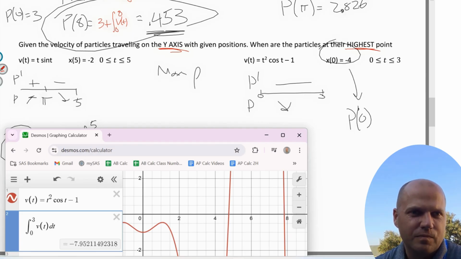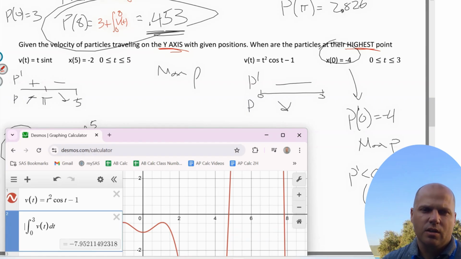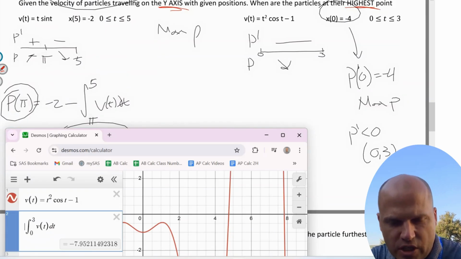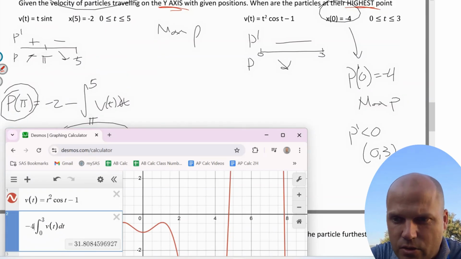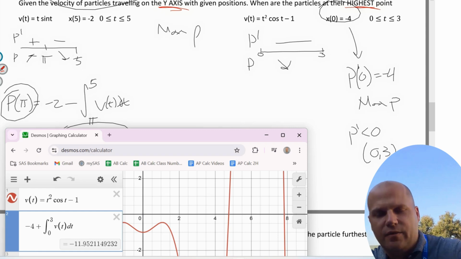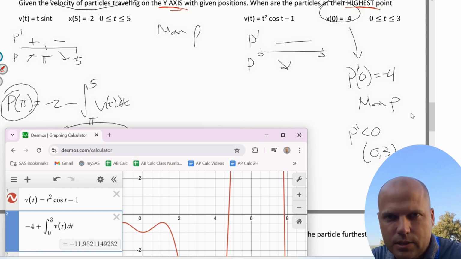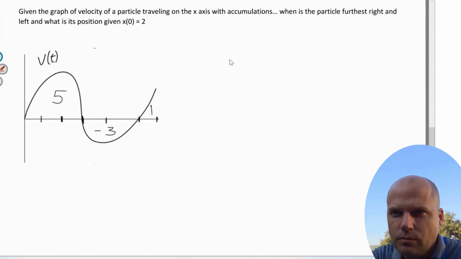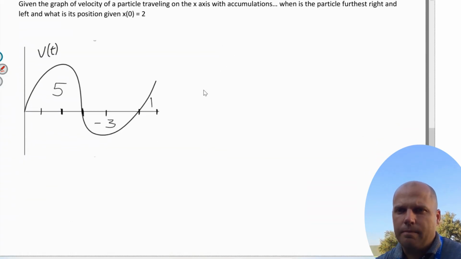P of 0 equals -4 is the max position because my derivative is negative from 0 to 3. Winner, that's it. If you want to find your position at time 3, because I ask you to, you do -4 and you have to add that negative value. So you get a bigger negative value, and this makes sense. Cool.